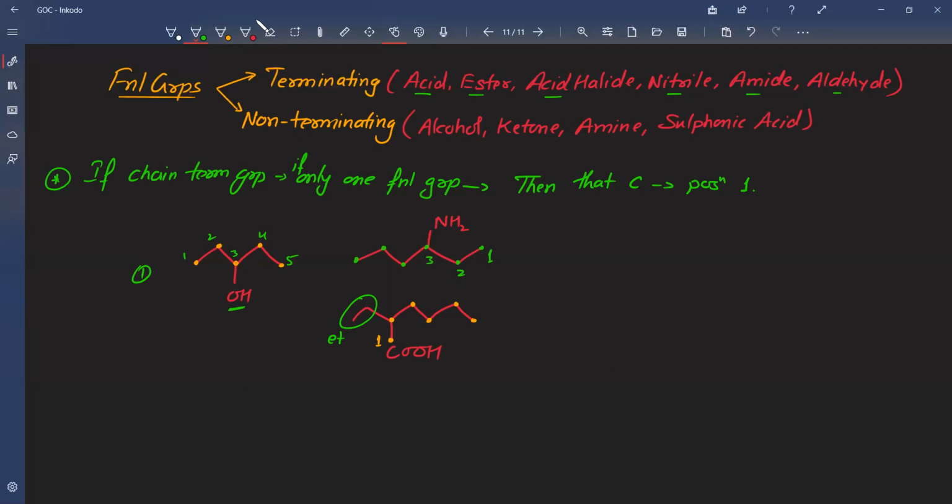Okay, and as I have mentioned earlier as well, the priority which we have to understand while deciding the chain is what? Functional group, multiple bond, then substituent. Correct.